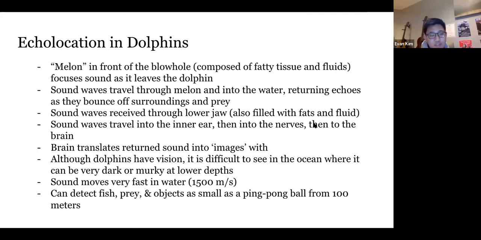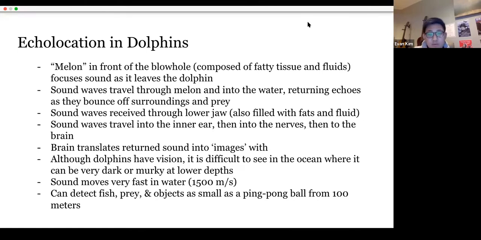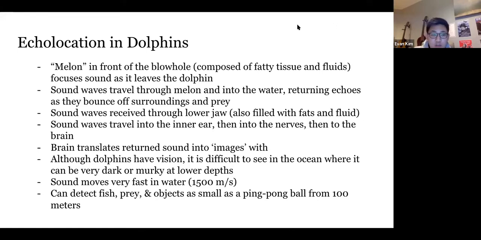Echolocation in dolphins can help them detect fish, which are prey, and objects actually as small as a ping pong ball from 100 meters away. That's very impressive because a ping pong ball is what, like 2 centimeters wide. So needless to say, echolocation and sonar are synonymous in this case, but both work on the same operating principle, and that principle allows dolphins to effectively hunt without needing to see their prey.